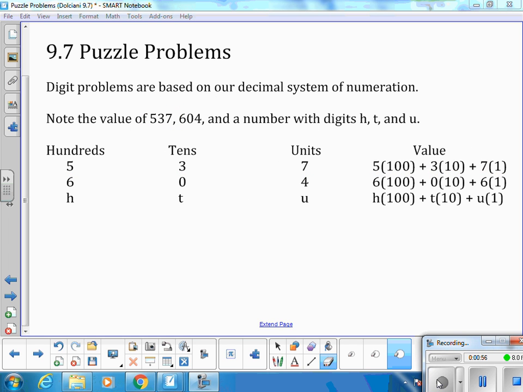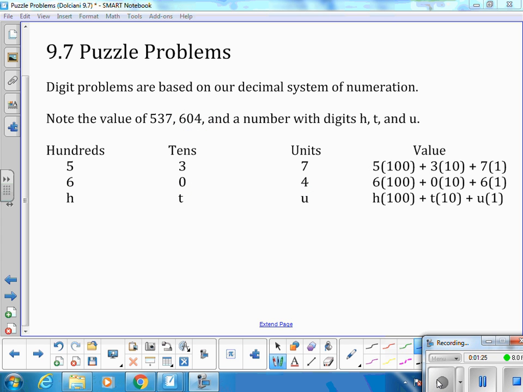We can also do the same thing with 604. We have 6 in the hundreds place, 0 in the tens place, and 4 in the units place, or the ones place. I've spread those out because that's where they are located. So when we look at the value, it's 6 times 100 because it's in the hundreds place, 0 times 10 because that's in the tens place, and this should be a 4, 4 times 1, because it is in the units place.